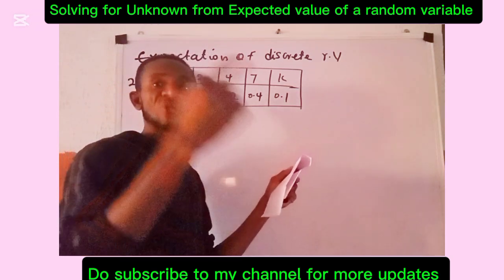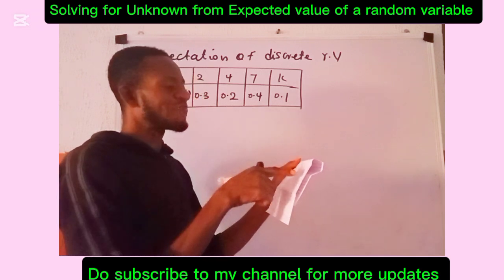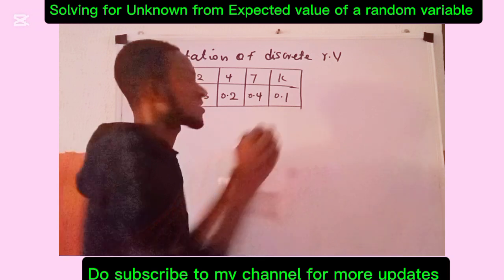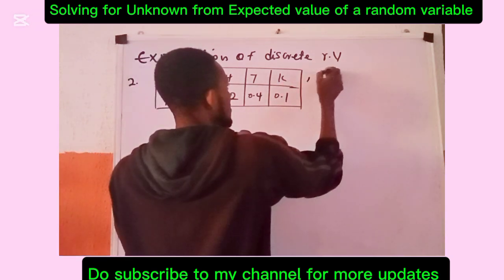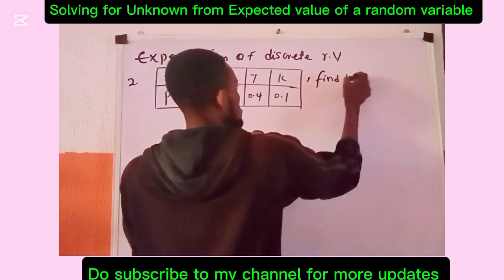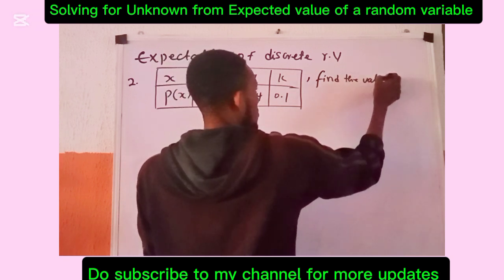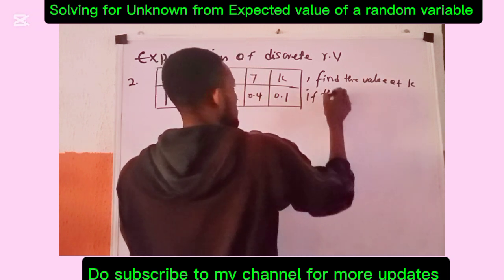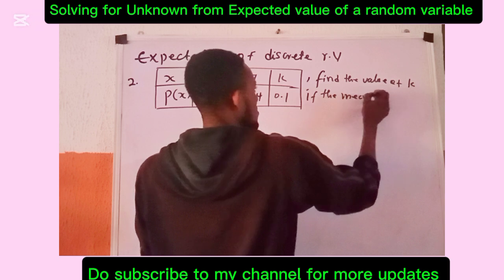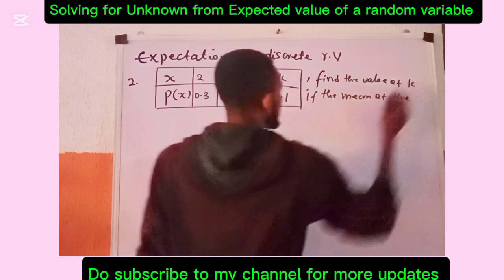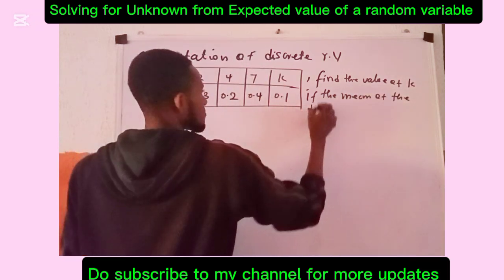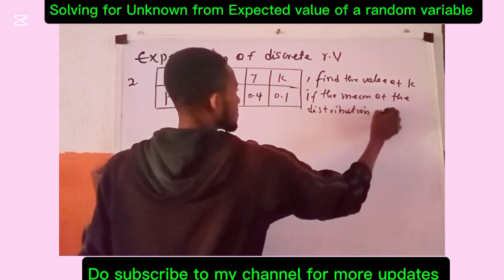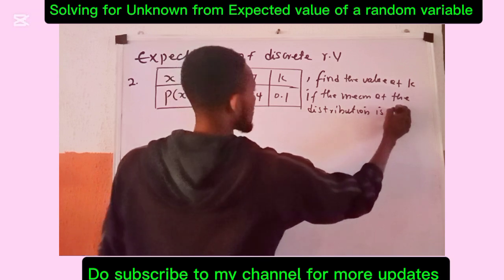They now gave us additional information. They say find the value of k if the mean of this distribution is 5.3. Find the value of k if the mean of the distribution is 5.3.